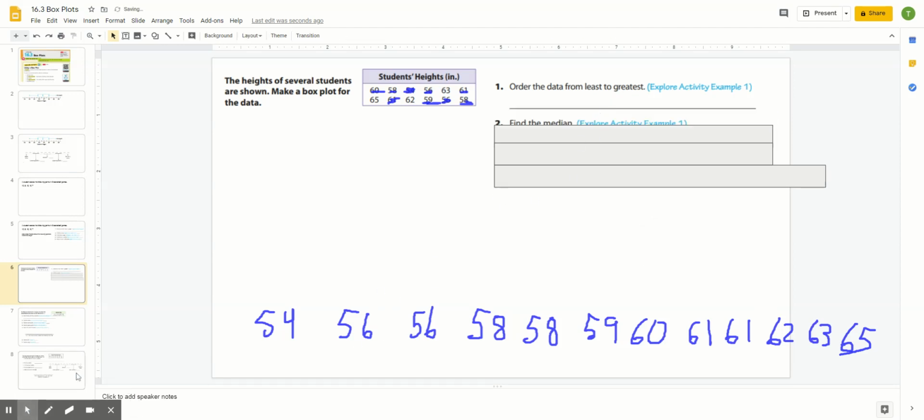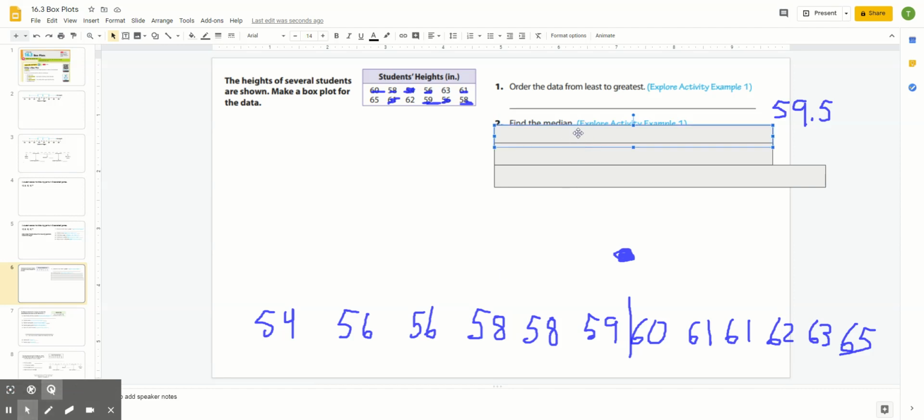Second one, find the median. How many numbers do I have? 1, 2, 3, 4, 5, 6, 7, 8, 9, 10, 11, 12. So what I need to do is 12 divided by 2 is 6. I need to go 6 over, and it's going to be right here. That is where my median is, 1, 2, 3, 4, 5, 6 on that side. So my median is the average between those two, halfway in between. Hopefully you guys can see that without dividing. It's 59.5. I can already start to get ready for my box plot, so I'm going to make that dot there.